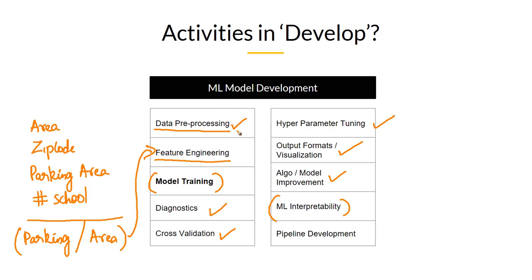You might also want to structure all of them into a pipeline, and that we call the pipeline. So, the data pre-processing is followed by feature engineering, then model training, then diagnostics, then cross-validation, and so on, right? So, all these steps might be connected together in a pipeline. These are some of the typical activities involved during the develop phase. At the end of the develop phase, you will typically have a machine learning model that actually gives you the predictions of the price of a given house.